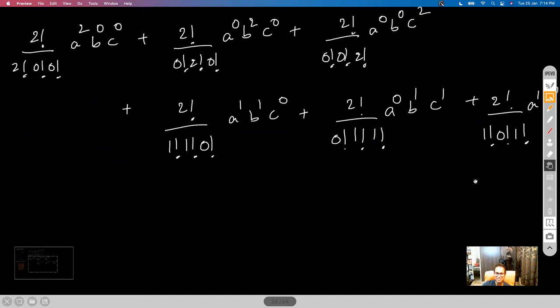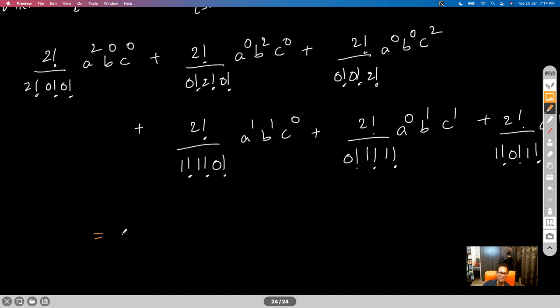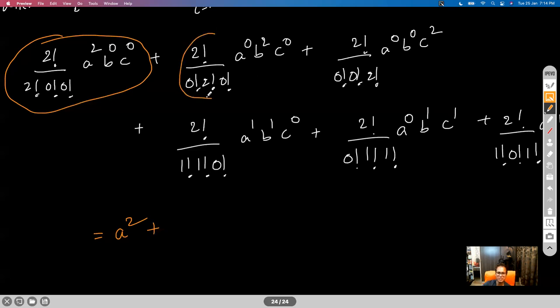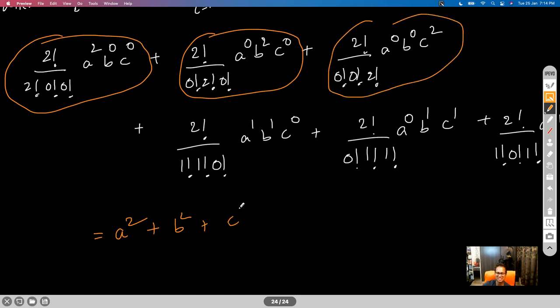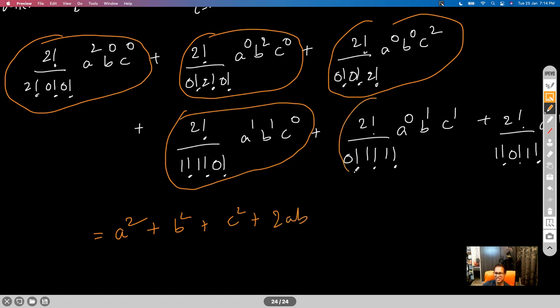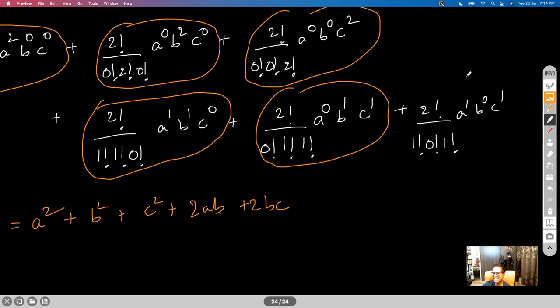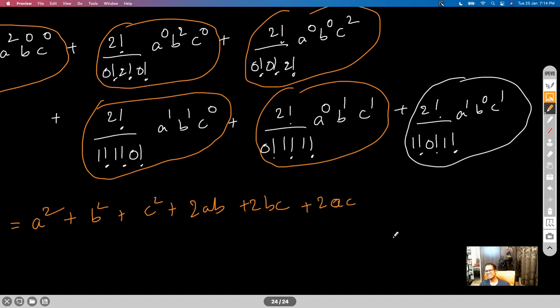Now, this term itself, when you simplify, you are going to see a square. As you can see, this is going to be a square, this is going to be b square, this is going to be c square. This is going to be 2AB, this is going to be 2BC, and this is going to be 2AC or 2CA. So the expansion that you used to write effortlessly in your class 10th or 9th, whenever you learned that, is actually based out of such expansions.